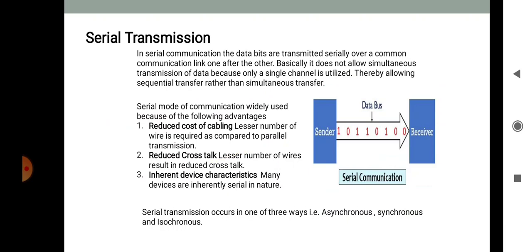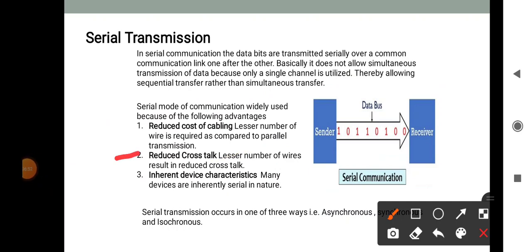Serial mode of communication is widely used because of the following advantages. First is reduced cost of cabling: a lesser number of wires is required as compared to parallel transmission. Second is reduced crosstalk: a lesser number of wires results in reduced crosstalk. Third is inherent device characteristics: many devices are inherently serial in nature. Serial transmission occurs in one of three ways: synchronous, asynchronous and isochronous. Here is the representation for serial transmission, with one sender and one receiver, where data bits are transmitted serially over a common communication link, that means the data bus.